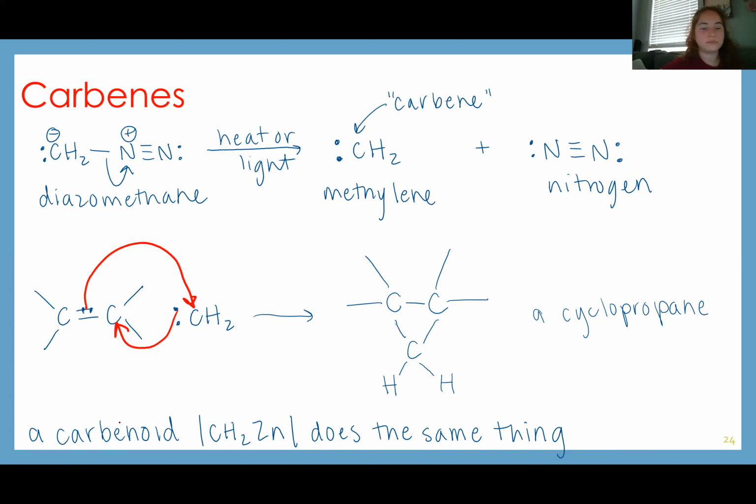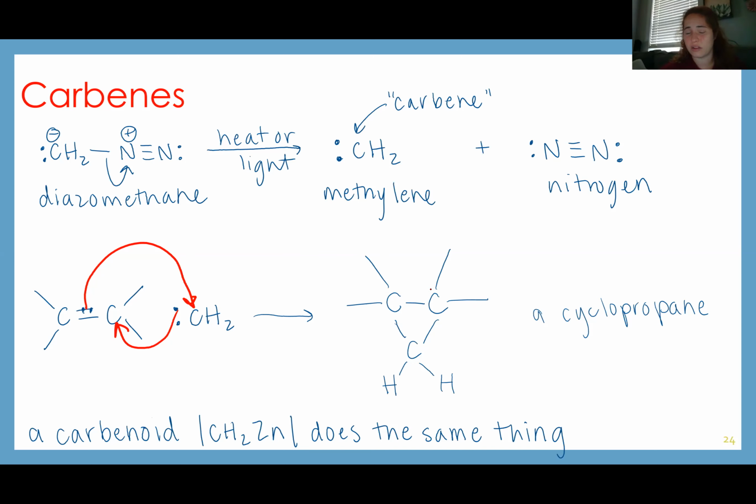There's also a class of compounds called carbenoids that are methylene metal complexes, and they do the exact same thing. So the outcome is the same. You create a cyclopropane.